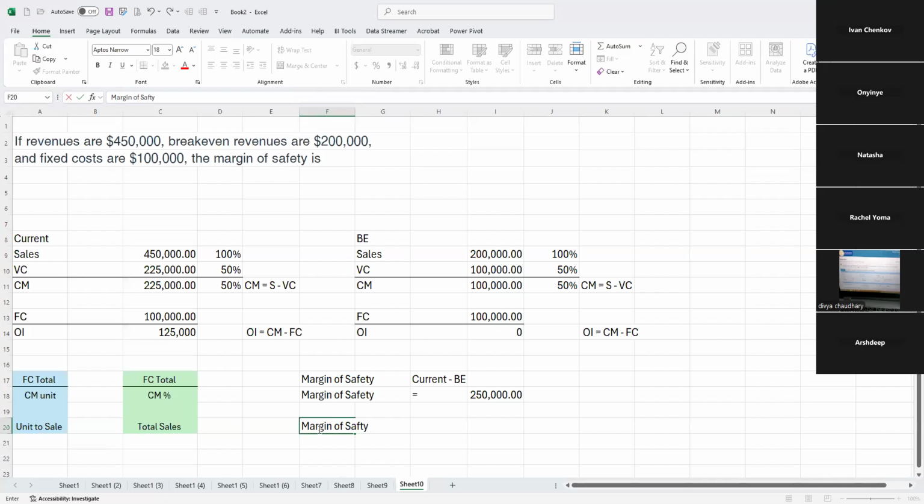Who's gonna stop me, right? As a percentage, as a ratio, that's going to be equal to my margin of safety in dollars divided by break even or current? Current, yes, that's correct. So what's my margin of safety as a percentage? 55 point something. Make sense? Margin of safety is always about the current. The difference divided by the current. Always.